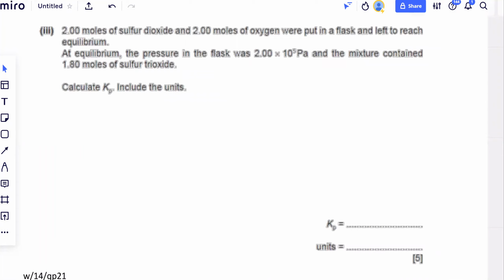So tomorrow we're going to start with A2 equilibria. Okay, just a second. I'm sending you the question.